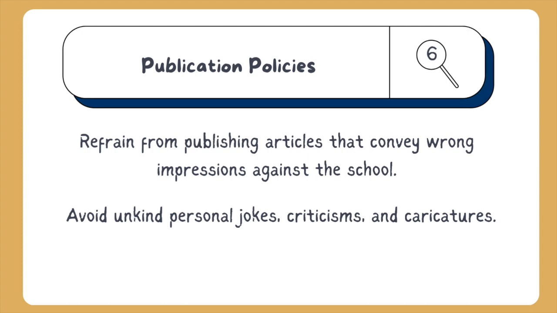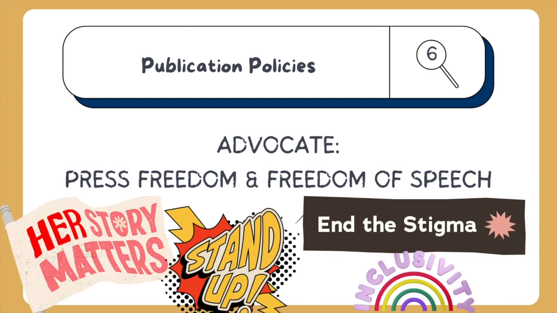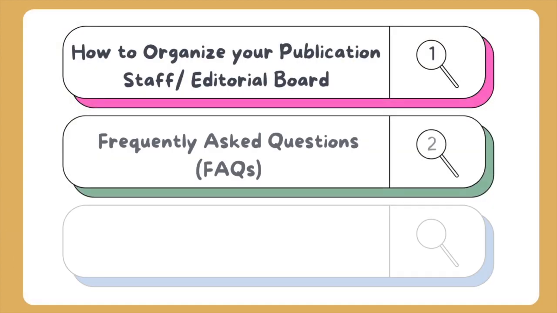Refrain from publishing articles that convey wrong impressions, wrong meaning against the school. Avoid unkind personal jokes, criticisms, and caricatures. Most importantly, one of the policies would be to become advocates of change in the society by promoting press freedom and freedom of speech for every individual, every student, every employee in the school. Remember, as what our national hero has mentioned, ang kabataan ang pag-asa ng ating bayan. Therefore, such advocacies may start with responsible and accountable campus journalism.